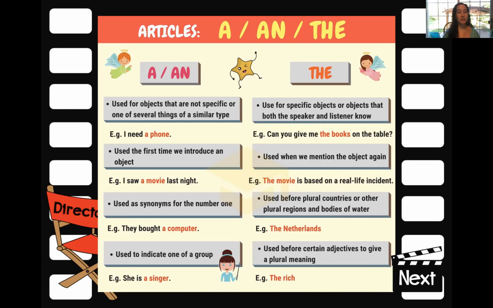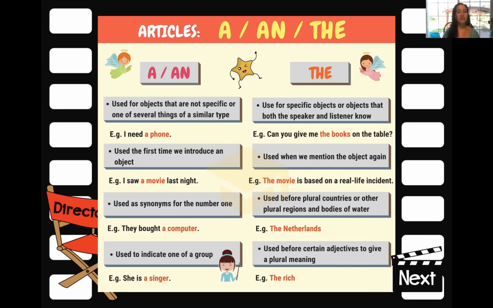But if you didn't know, and I'm asking you as a listener, but you don't know the book is on the table, you would say, can you give me a book? But if I show you, I would say, give me the book because we both see it and we both know it's there. You getting the hang of it?